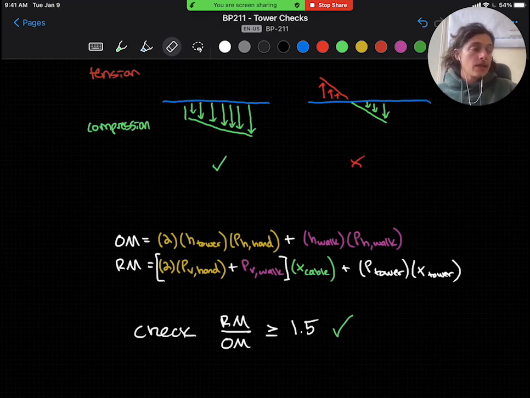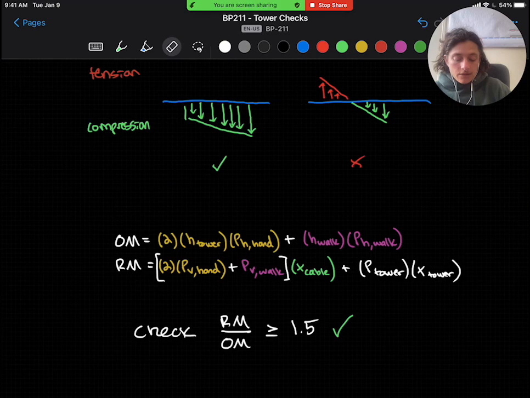And the restorative moment comes from the total weight of the tower and vertical forces multiplied by their distance from the tower toe. And don't forget about the tower offset for cable forces. We can write them out in terms of the forces you already know and have calculated from previous analyses, which are the PH hand, PH walk, PV walk, and PV hand.